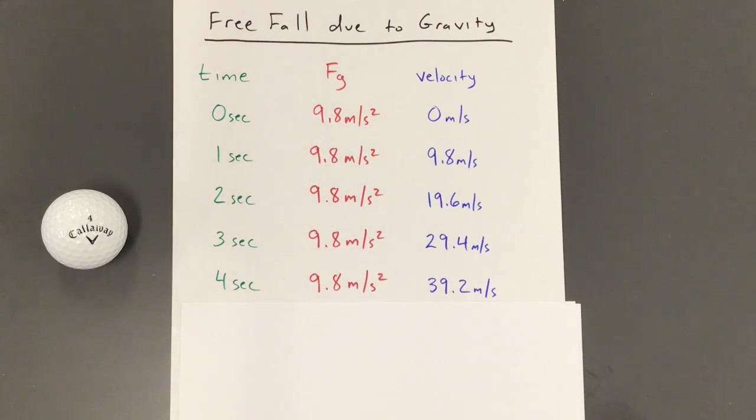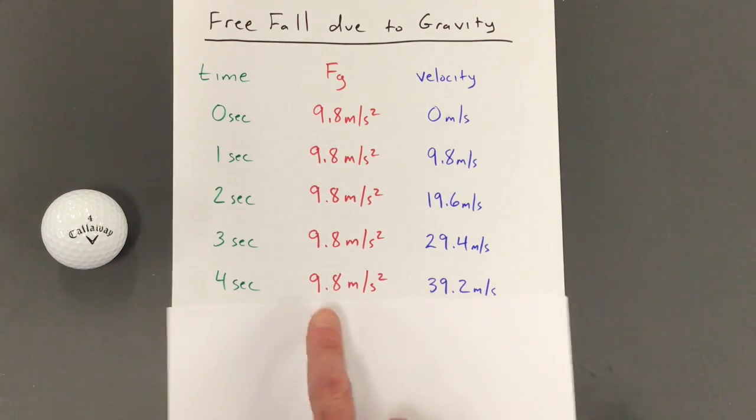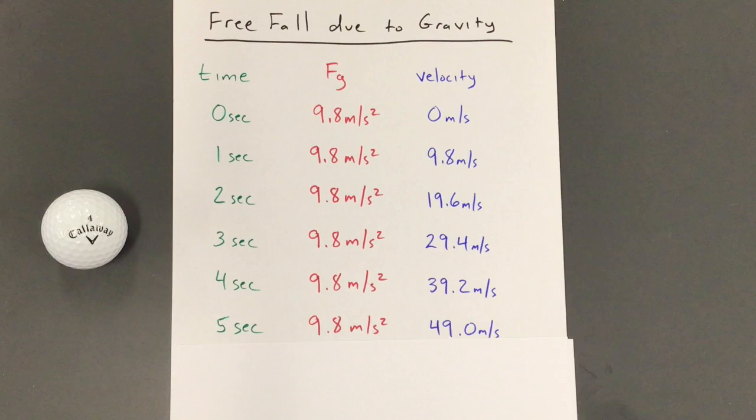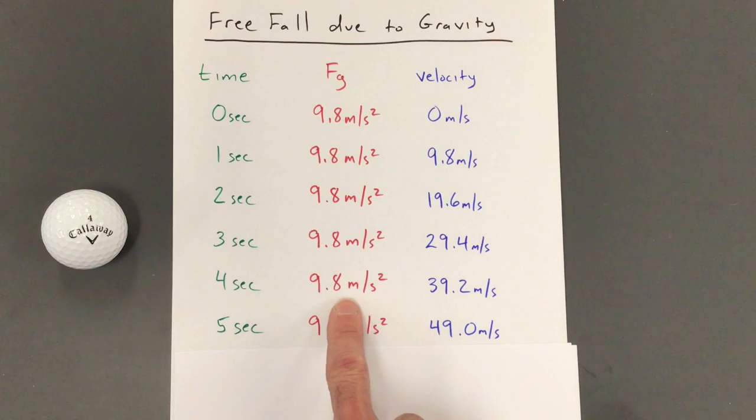If we continue to let it fall for 4 seconds, gravity is still 9.8 meters per second squared. Now it's going at a velocity of 39.2 meters per second. After it's falling for 5 seconds, gravity is still 9.8 meters per second squared, and it is at a velocity of 49.0 meters per second. Remember, what I'm doing here is 9.8 times 5 equals 49. 9.8 times 4 equals 39.2.